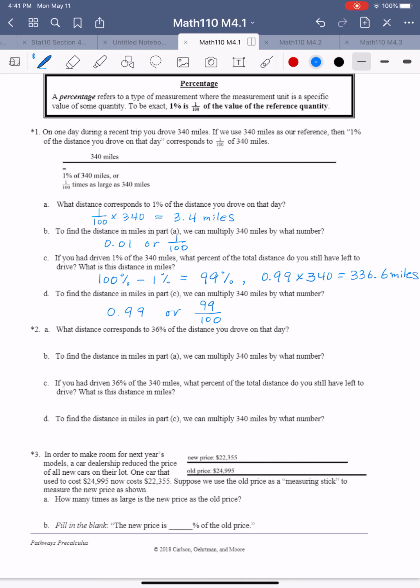In order to find that, you need to divide the new car price, $22,355, over $24,995, which becomes 0.894 times as large as the old car. Then fill in the blanks: the new car is how many percent of the old car? It's going to be 89.4% of the old car. So yes, the price has been reduced.